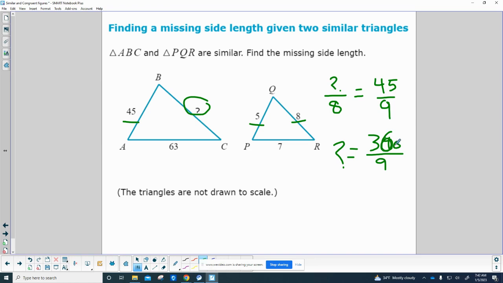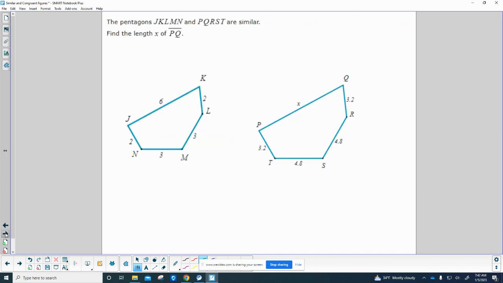360. So when I divide 360 by 9, I get an answer for a missing side of 40. And there we go. Okay. Now it says here the triangles are not drawn to scale, meaning that if this is 63 and this is 7, this should be a lot bigger compared to this, but they haven't drawn them to scale because there just isn't room to do that.